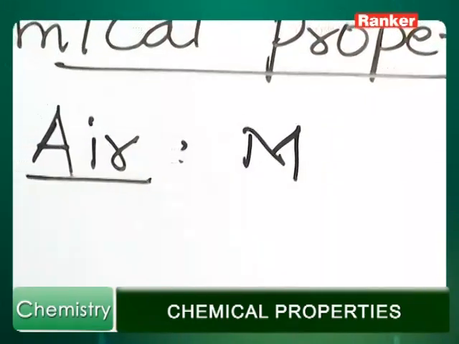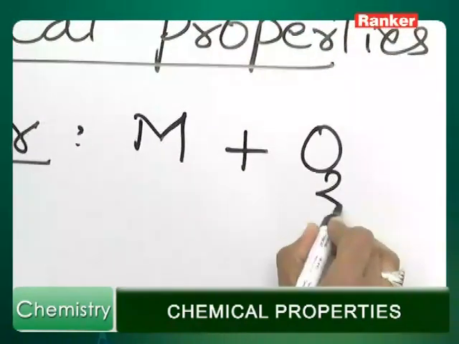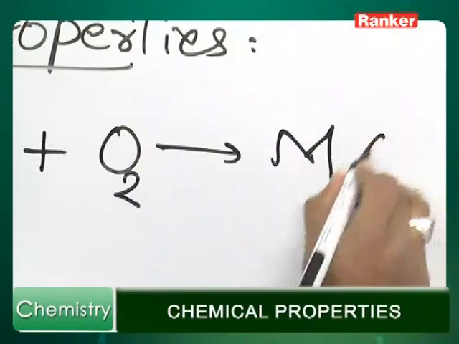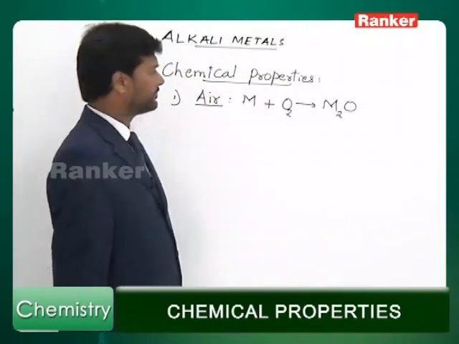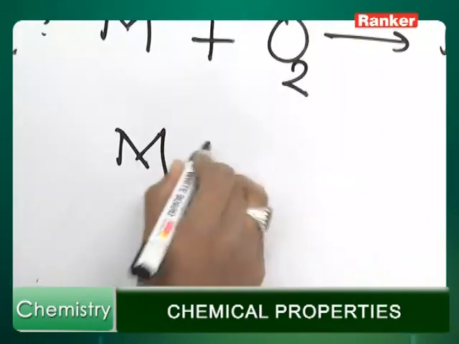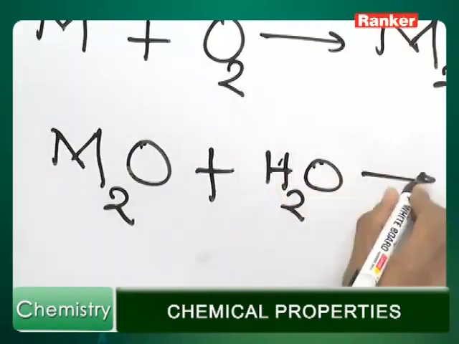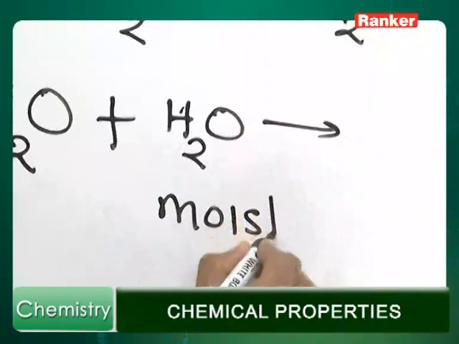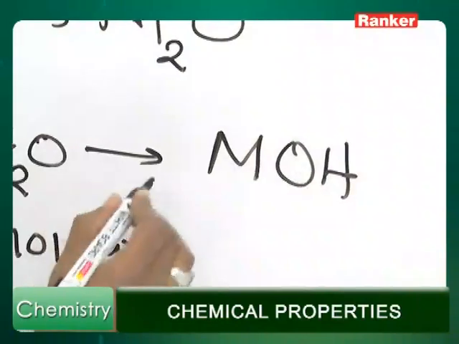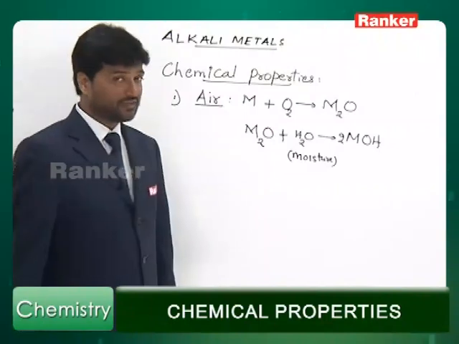The general representation can be shown like this. M is an alkali metal. It reacts with oxygen of air and it gives an oxide, M2O. And the reaction will not stop here. M2O then combines with moisture and gets MOH, metal hydroxide. And again the reaction will not stop at this stage also.